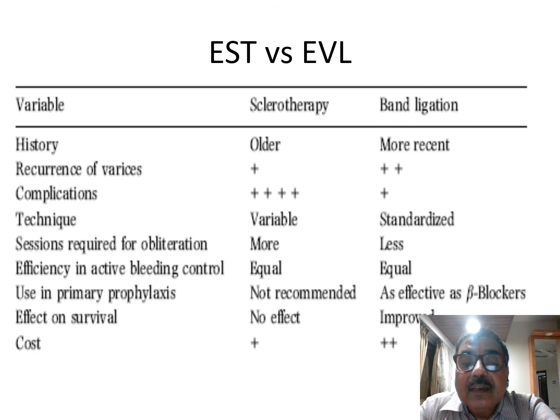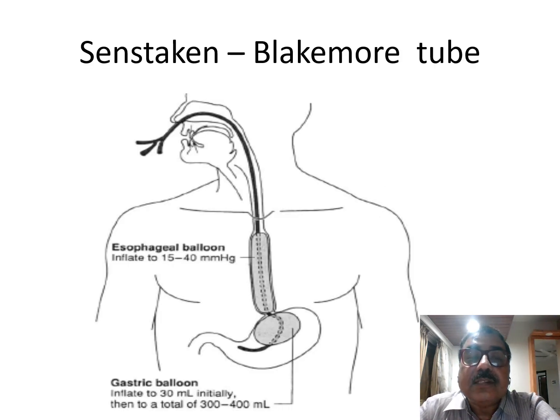If somebody is on beta blockers for prophylaxis, it is not recommended, but even if somebody is on a beta blocker, band ligation can be given. The survival is far better than with sclerotherapy. And lastly, it is costlier than sclerotherapy, because the cost of the bands is phenomenal, and as they are mostly imported, availability is also a limitation. So this is an important slide. You have to understand sclerotherapy versus ligation and what the benefits are, and it will help you in your exam. This is an important question which is often asked.